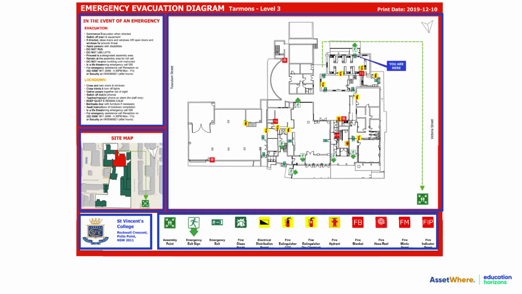And then the site map, which shows the exit pathway that students and teachers should take when they're being evacuated from that location. So this is an example of a school that chose to include in the initial AssetWhere inputs the evacuation pathways for each room.